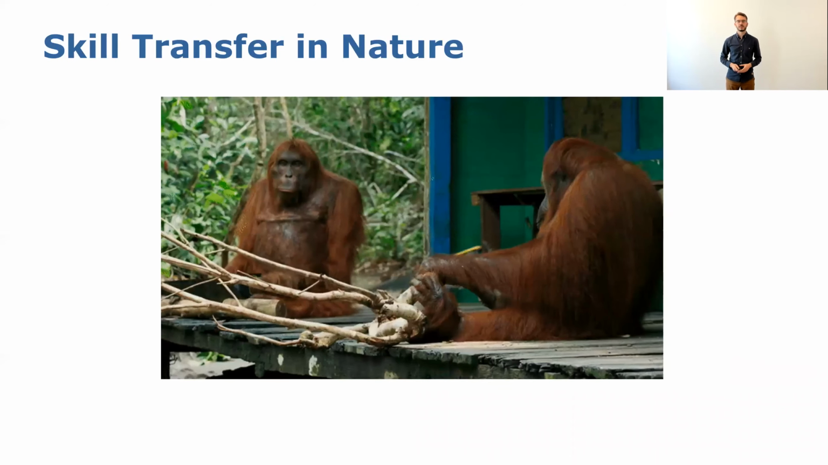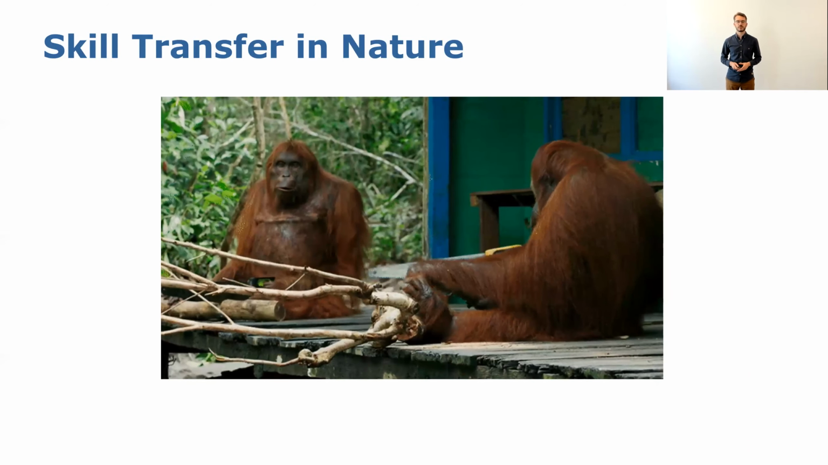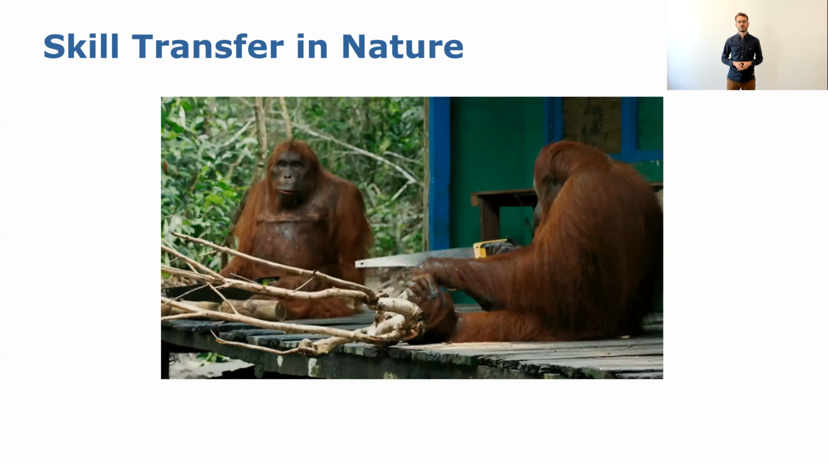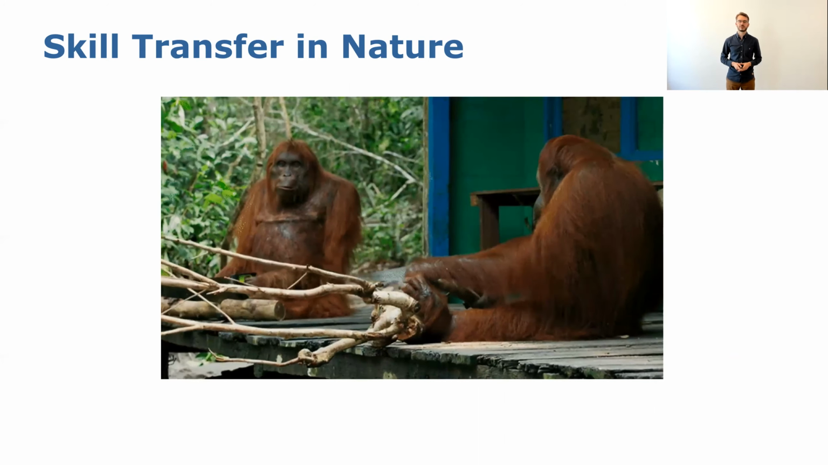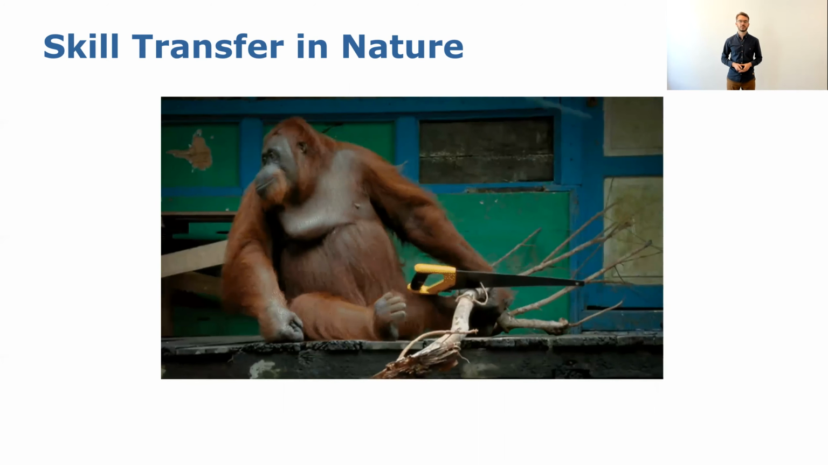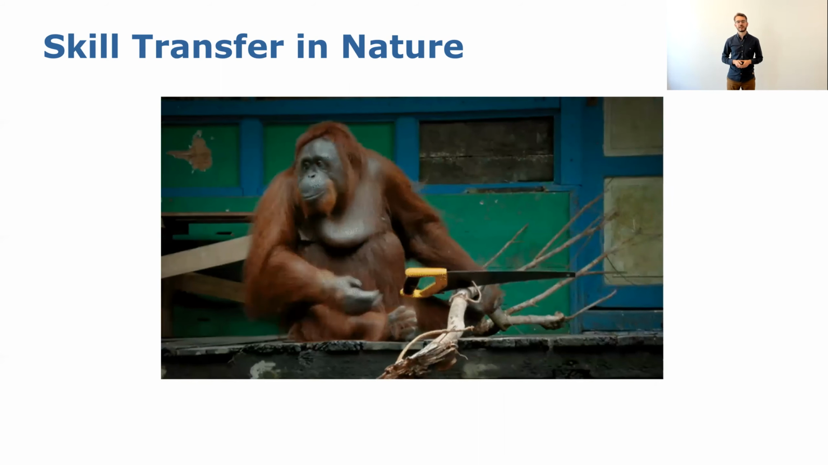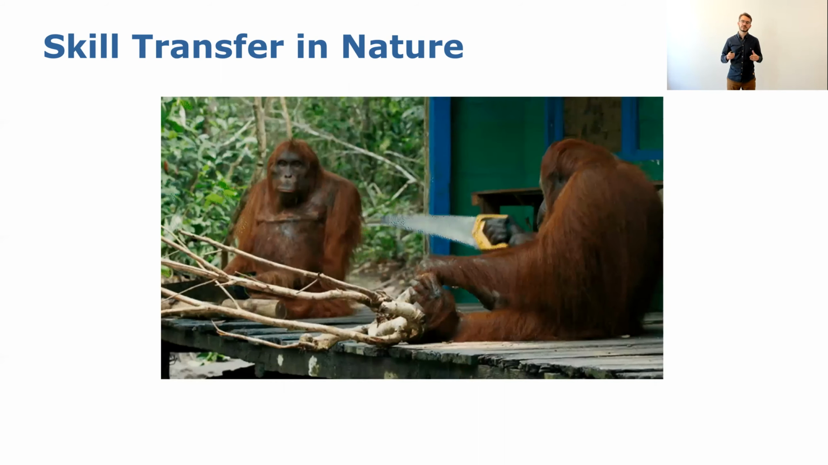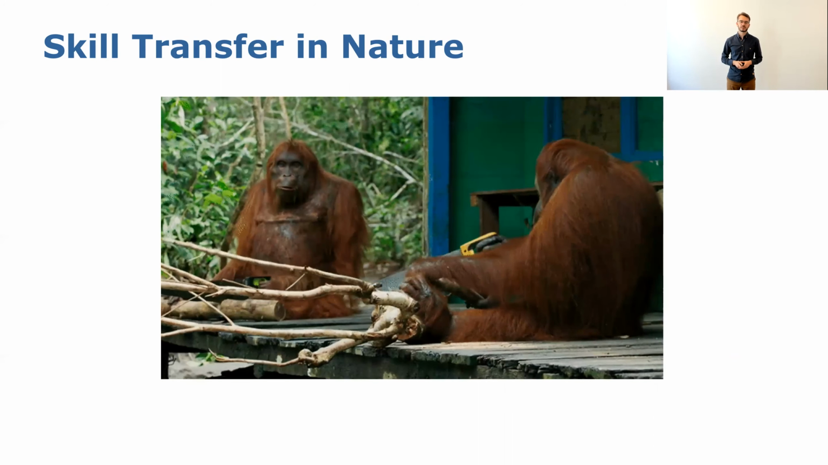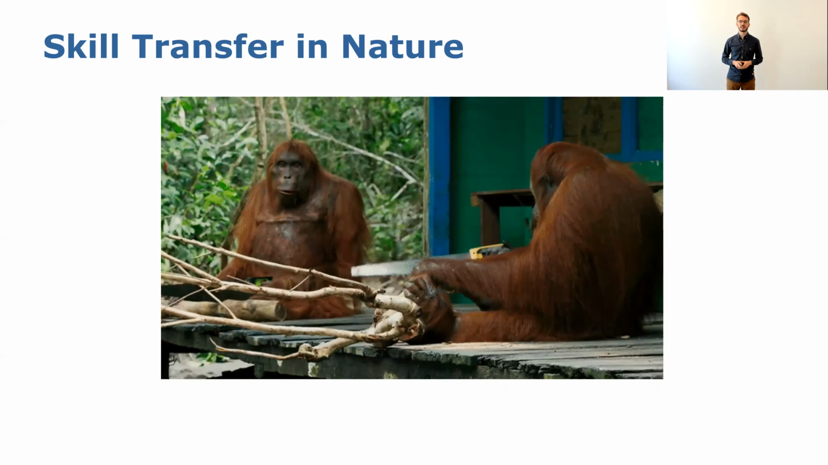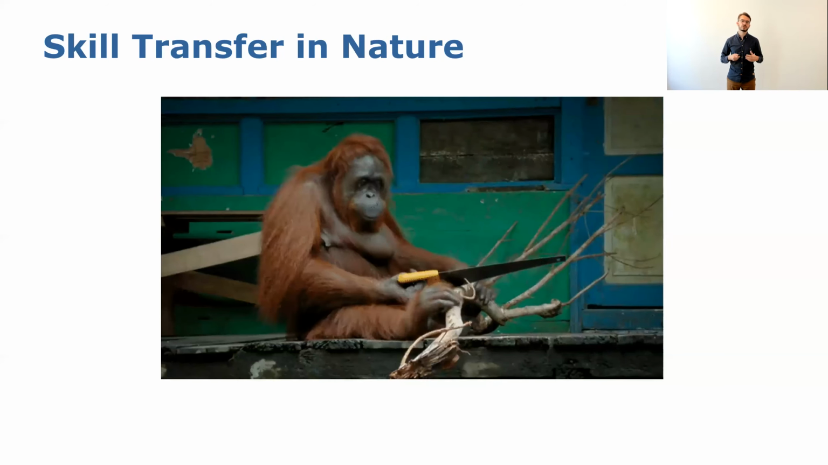Intelligent beings have the ability to transfer and reuse skills without supervision to solve a new task. In this example, you can see how the orangutan observes another orangutan sawing a tree branch and is able to imitate it. This requires a general understanding of learned skills and to transfer skills to a new task domain. Ideally, robots should also have a similar ability to imitate a visual demonstration by reusing skills.